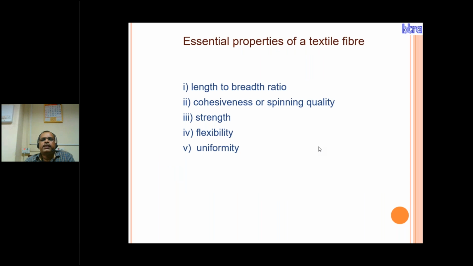So what are the essential properties of a textile fiber? First, the length to breadth ratio should be at least 100 for use as a textile material. Cohesiveness or spinning quality: if there is no cohesiveness between the fibers, we can't spin it, because human hair we can't spin into yarn, as there is no cohesion between the hairs. And strength is essential for the end use application. Flexibility: it should be flexible to be spun, to apply the twist to keep it together. And uniformity. Uniformity is also an essential property. If there is no uniformity of the fiber, we can't get a uniform yarn out of it.